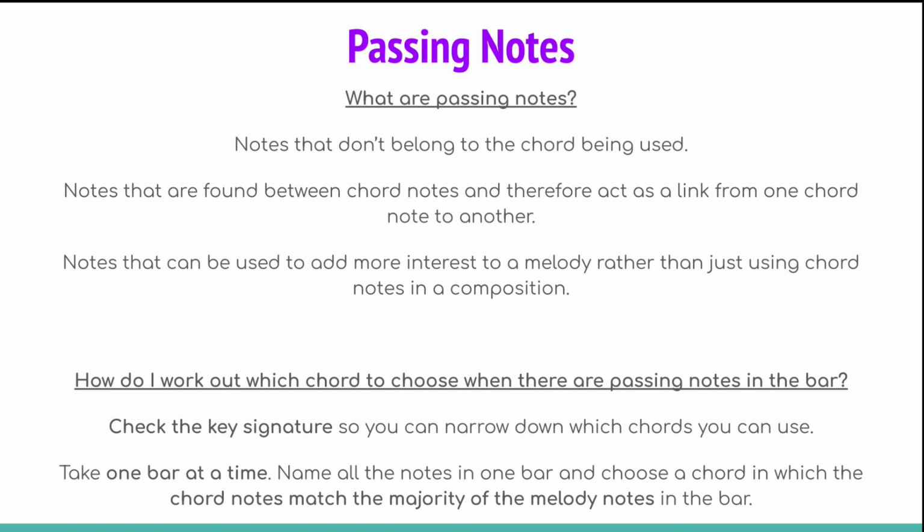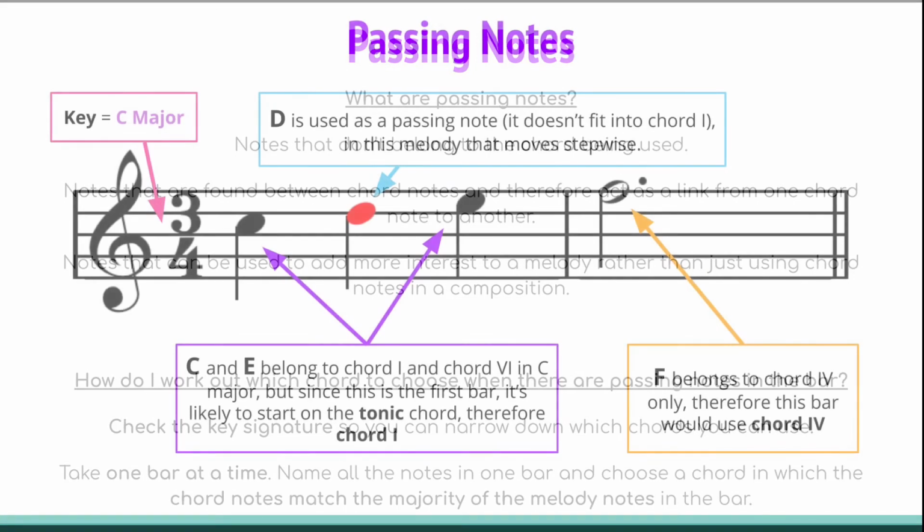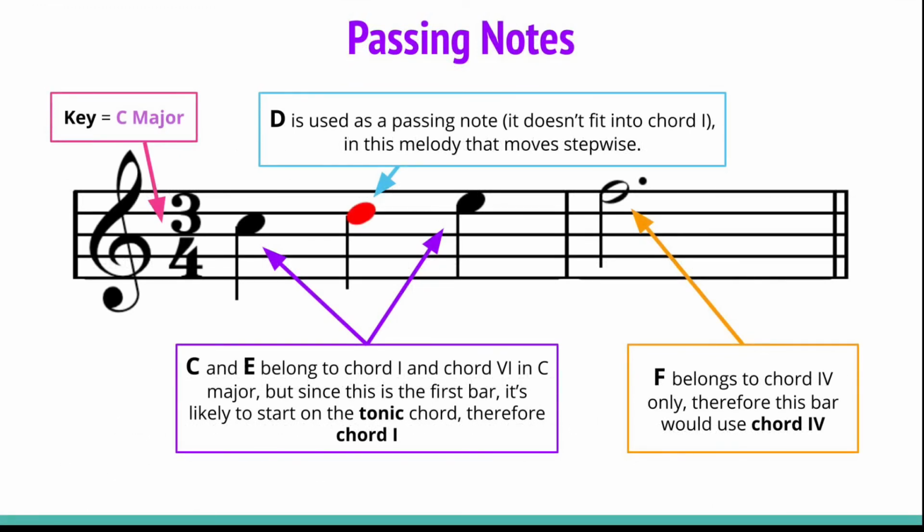So how do you work out which chord to choose when there are passing notes in a bar? First, you need to check the key signature so that you know which chord you can use. You need to take one bar at a time and work out what notes you have. You should choose a chord which matches the majority of the melody notes in the bar. Well, let's look at this example using passing notes.